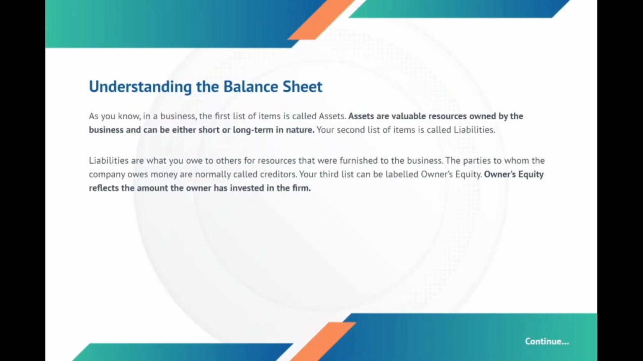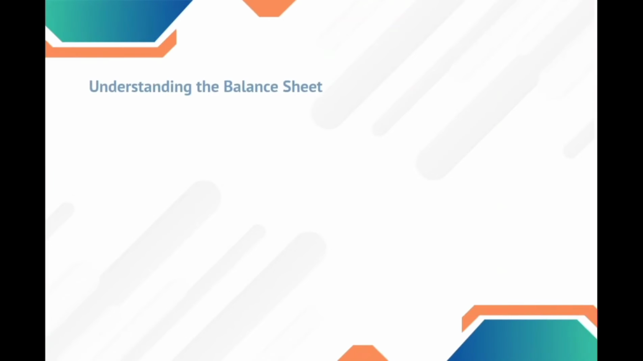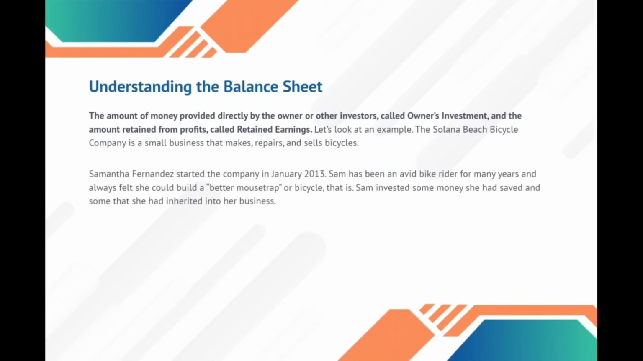Your third list can be labeled owner's equity. Owner's equity reflects the amount the owner has invested in the firm. The amount of money provided directly by the owner or other investors is called owner's investment, and the amount retained from profits is called retained earnings. Let's look at an example.